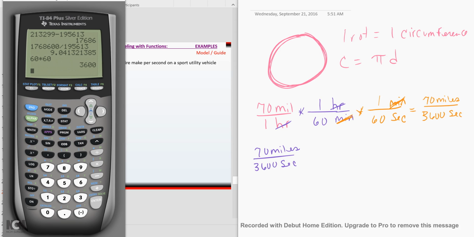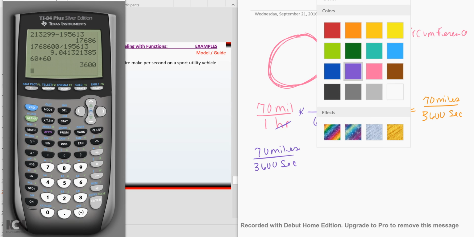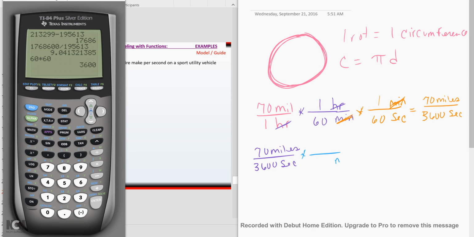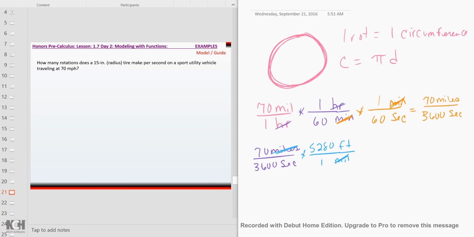Now I need to go from miles to rotations. First of all, I've got to get rid of miles, so I'm going to put miles on the bottom. I don't know how to get to rotations yet, but I know I can get to feet. There's 5,280 feet in 1 mile. That will cancel miles and put me in feet. But I don't want to be in feet. I need to be in rotations. My tire is in inches. Did they give me the diameter? Radius, sorry. My tire has a 15-inch radius. So I need to get to inches.